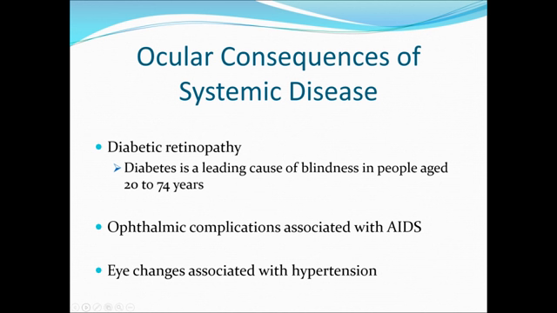And finally, just to mention some ocular consequences of systemic disease, particularly diabetic retinopathy, and we will talk more about this in the diabetes unit. But diabetes is the leading cause of blindness in people ages 20 to 74 years. There's other conditions that can cause problems with the eyes. You think about HIV, you think about hypertension, but just be aware that some of those other diseases can have visual manifestations.